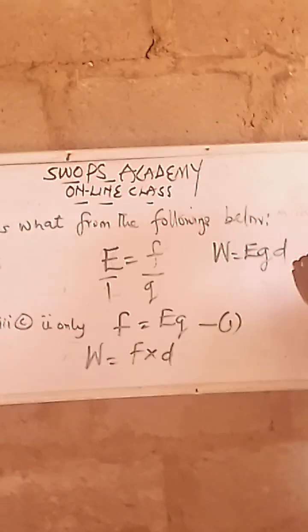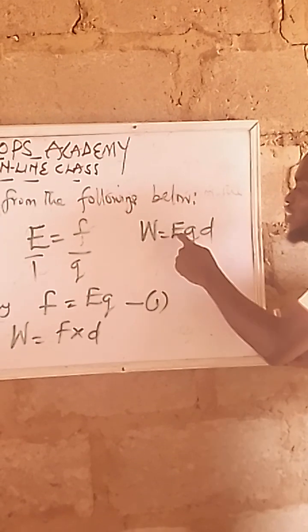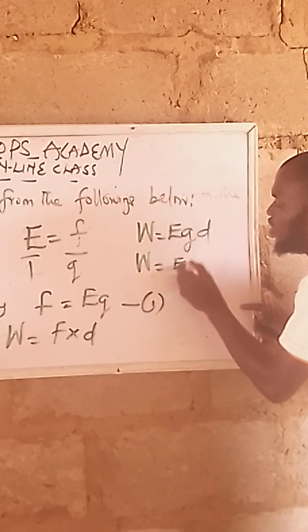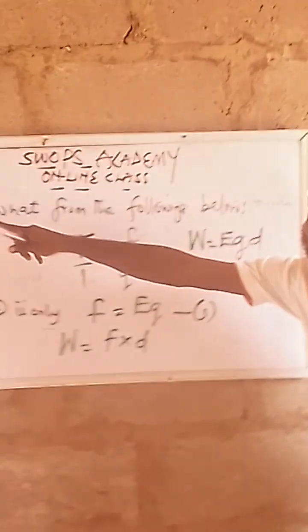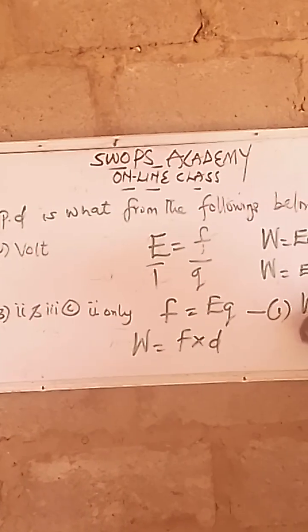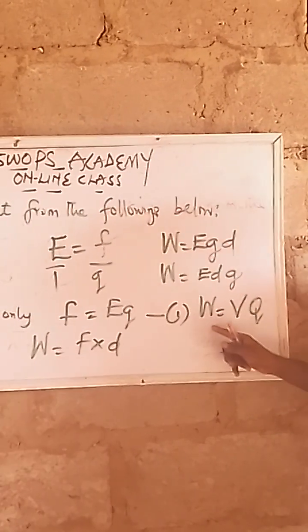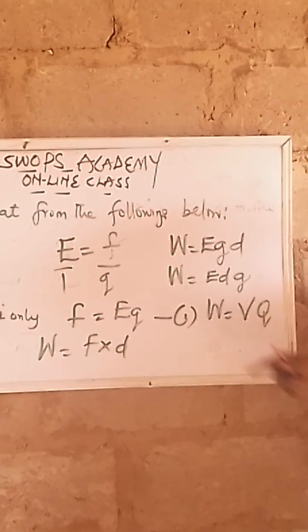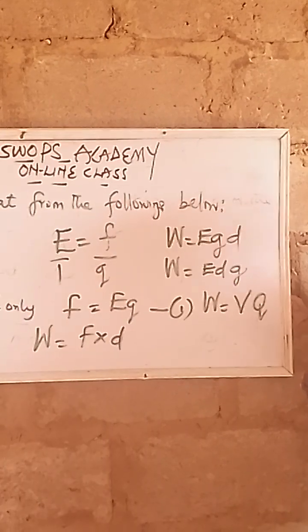Note that anywhere you see ED, you can rearrange this: W equals EDQ. Anywhere you see ED, it is known as potential difference. That means W will be VQ. That is another formula for calculating work done under this electric field intensity. We are still coming on that.